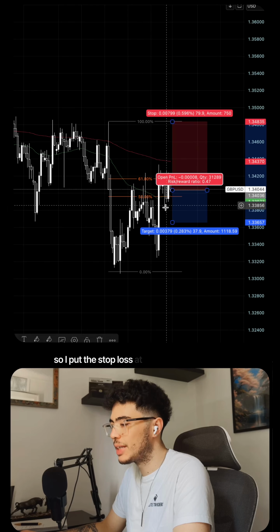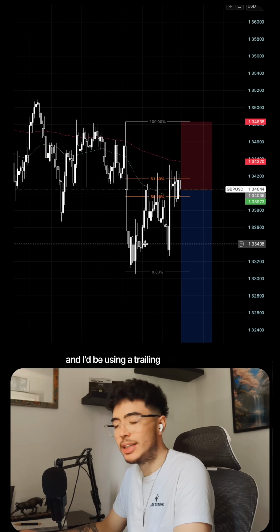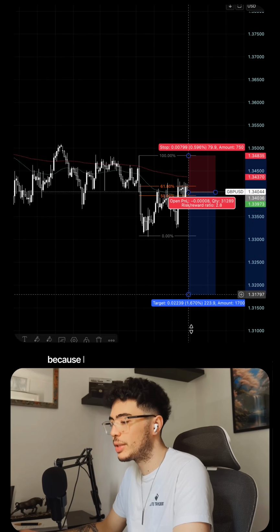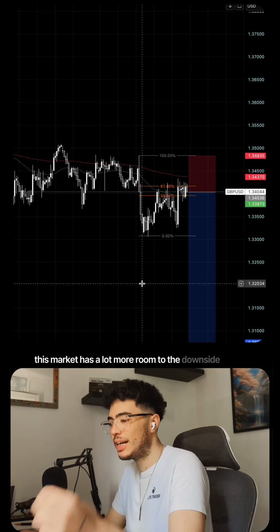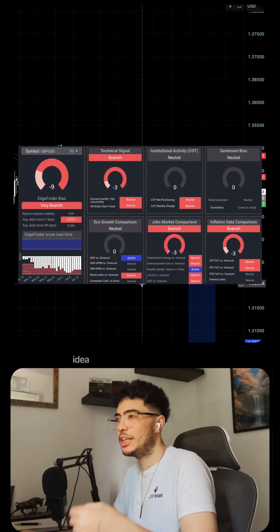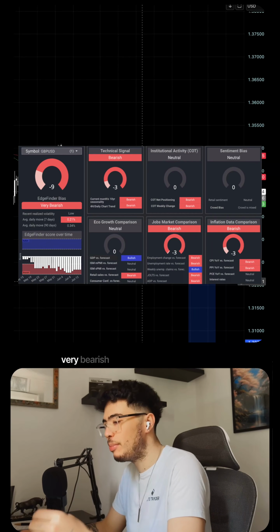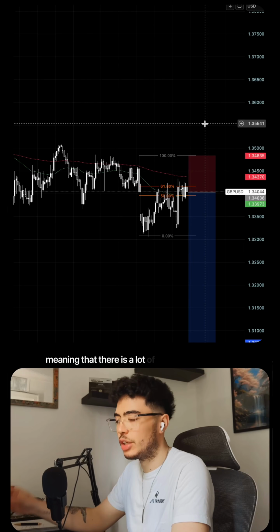So I put the stop loss at the previous high, and I'd be using a trailing stop with no hard profit level because I think this market has a lot more room to the downside, and the Edge Finder is backing this idea up with a -9 very bearish reading, meaning that there is a lot of potential here.